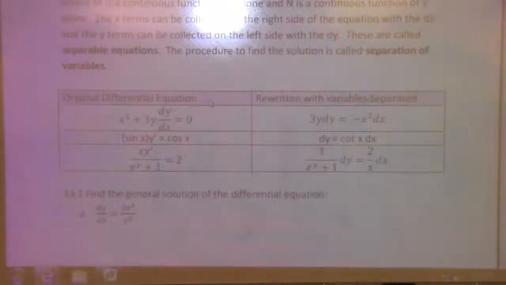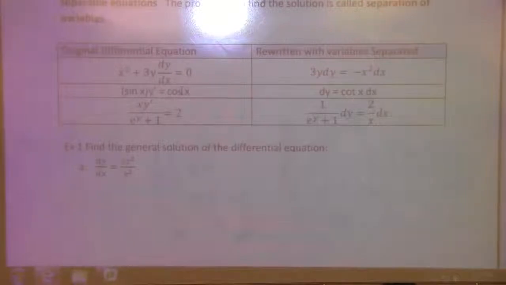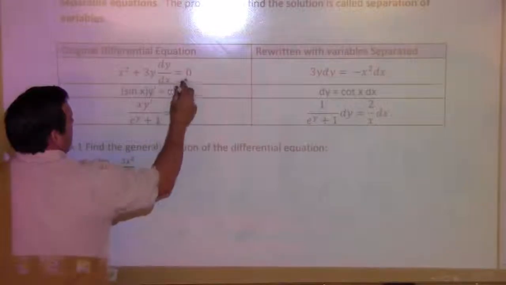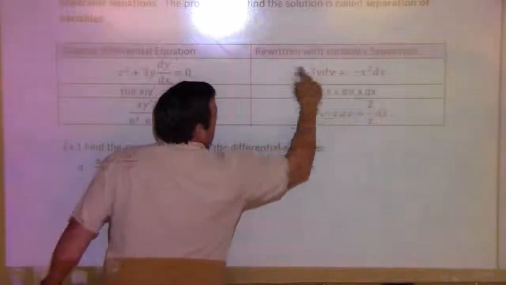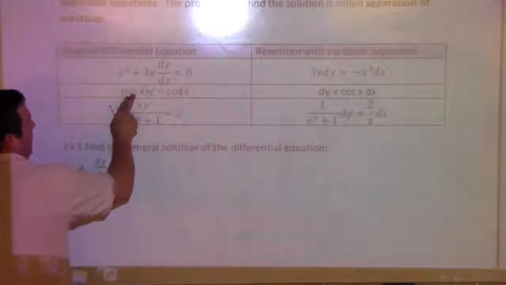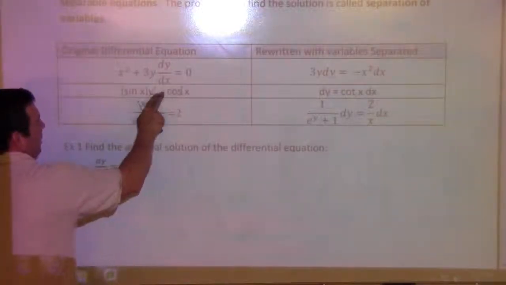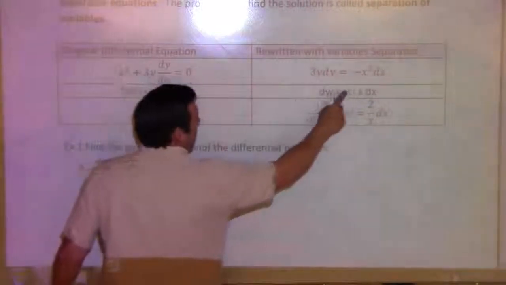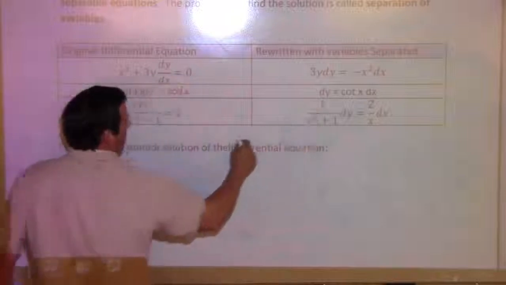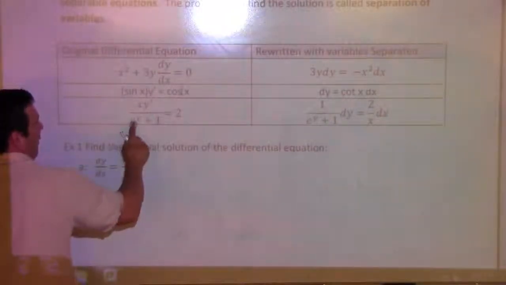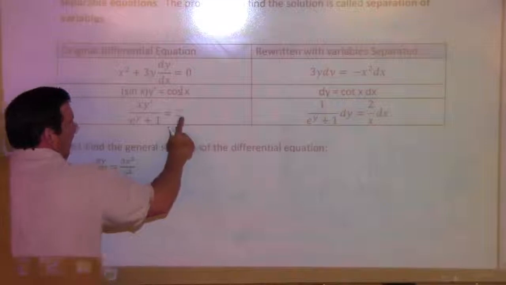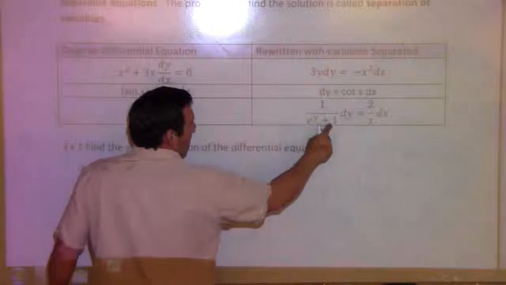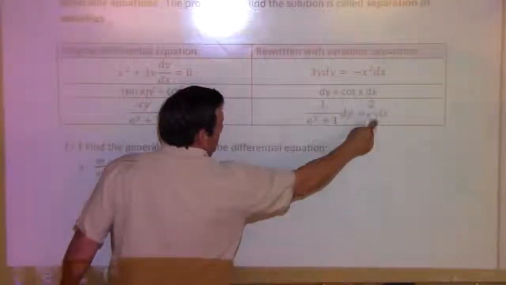So we're doing a little more with differential equations here. Our original differential equation, x squared plus 3y dy dx equals 0. You can move the x squared over with the dx. Sine x, y prime is cosine x. Move the sine x over. This is dy dx. So dy is cotangent, which is cosine over sine dx. x, y prime over e to the y plus 1. Divide both sides by x and bring the dx over. You'd have 1 over e to the y plus 1 dy equals 2 over x dx.